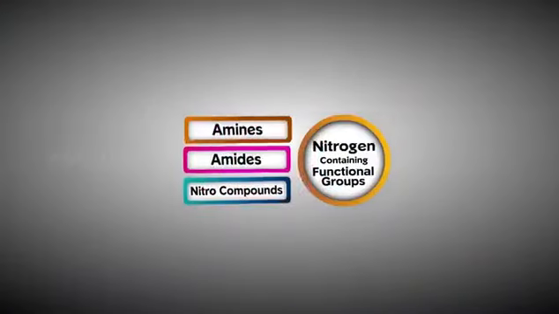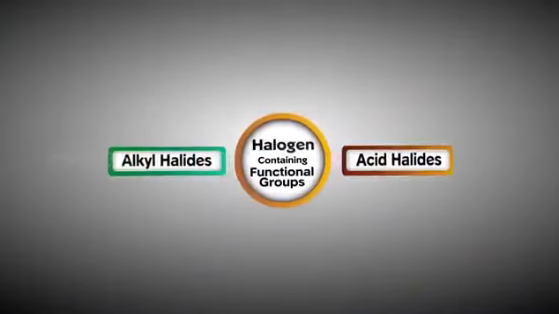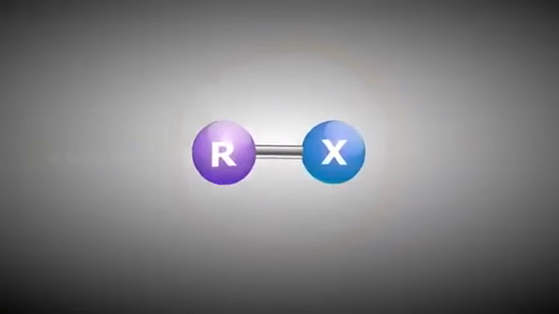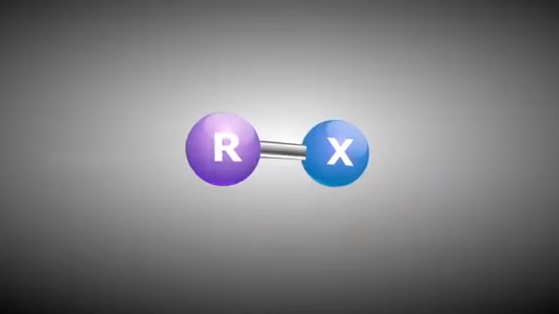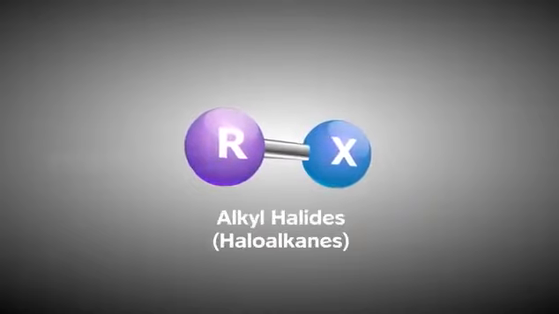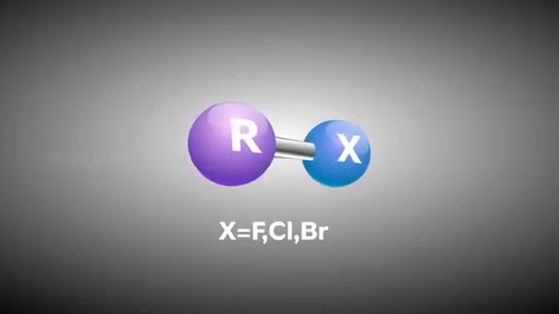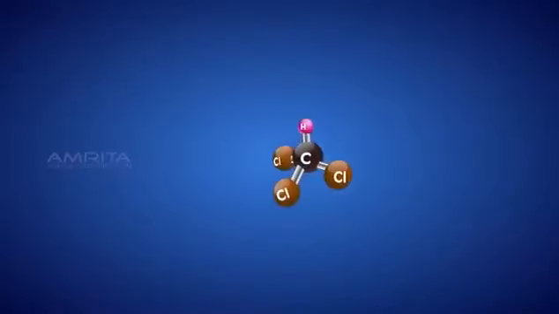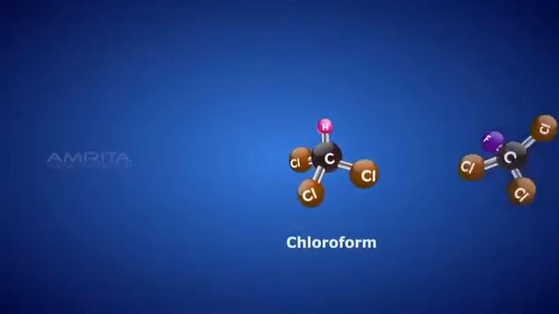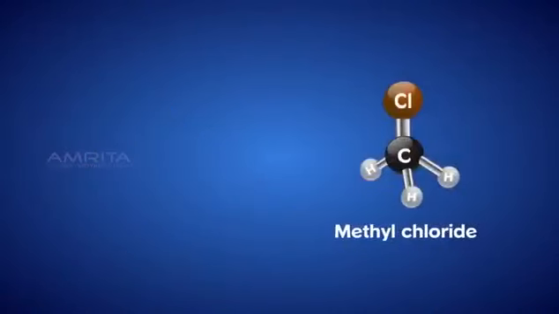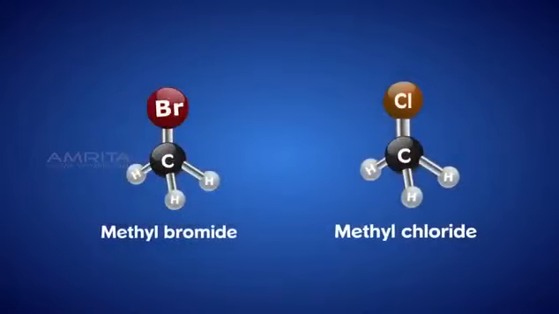We will now learn about another family, the halogen group. Alkyl halides. These are organic compounds containing the halogen functional group and are called alkyl halides or haloalkanes. Halogens may be fluorine, chlorine, bromine, or iodine. Some common substances like chloroform, chlorofluorocarbons, and DDT belong to this family. Other examples are methyl chloride and methyl bromide.